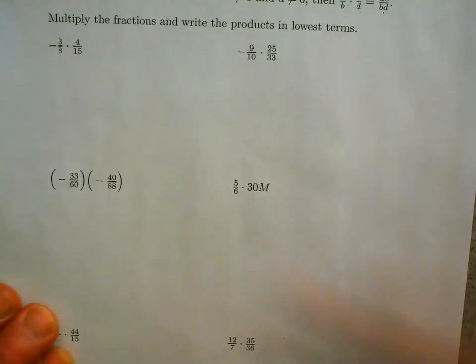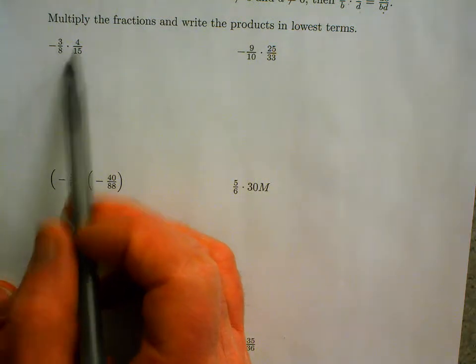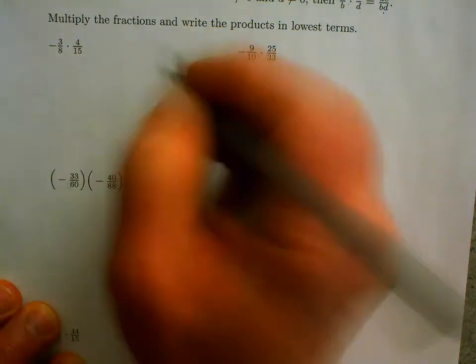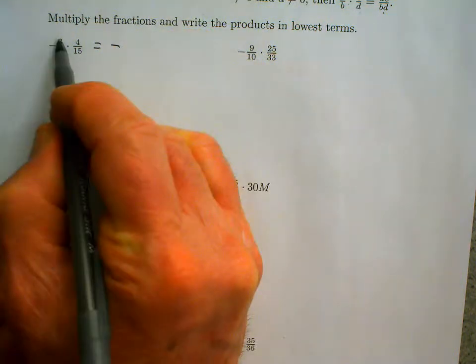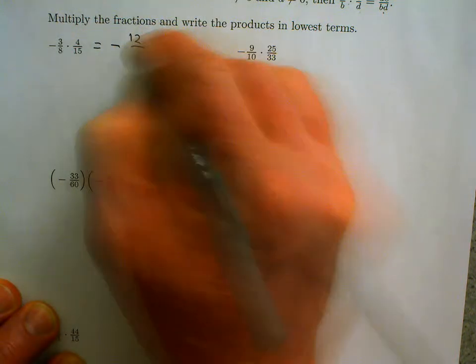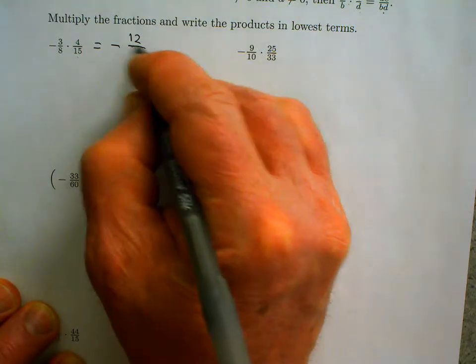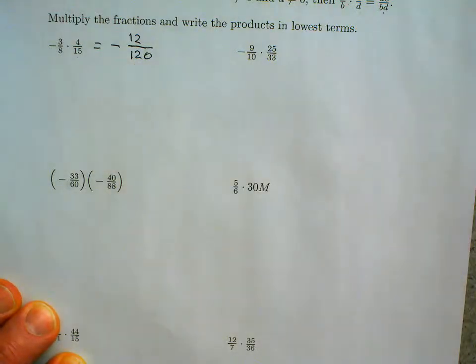So one way is just to use the definition. So on this one, -3/8 times 4/15. A negative times a positive is a negative. So this is negative 3 times 4 is 12 in the numerator. 8 times 15 is 120 in the denominator. And then write the fraction in lowest terms.